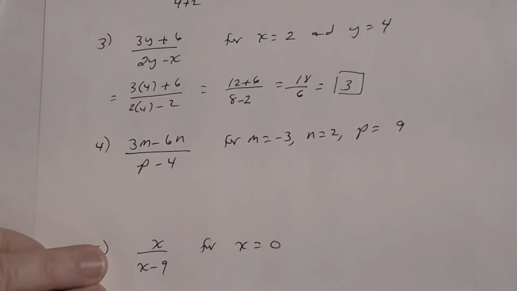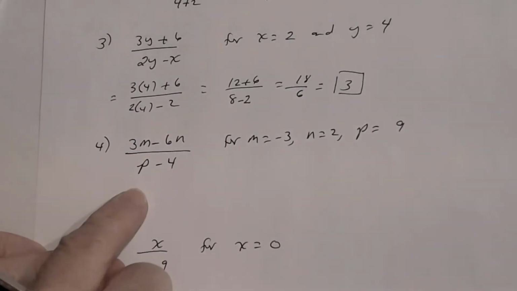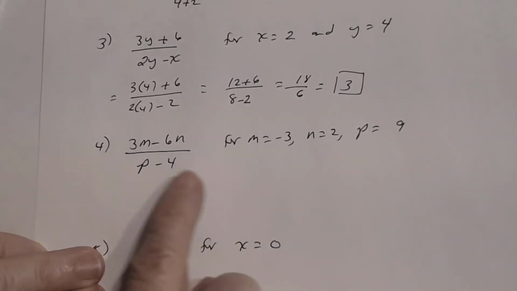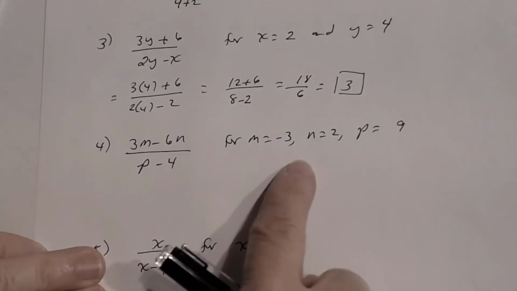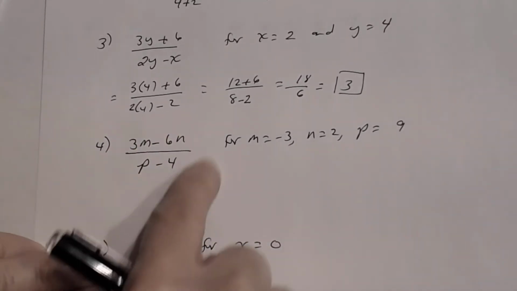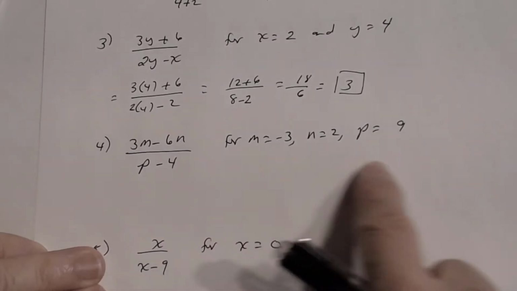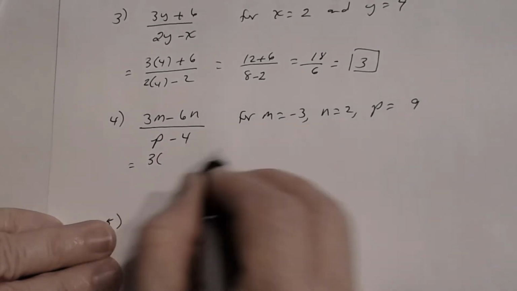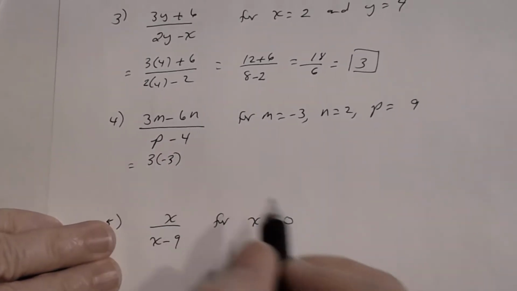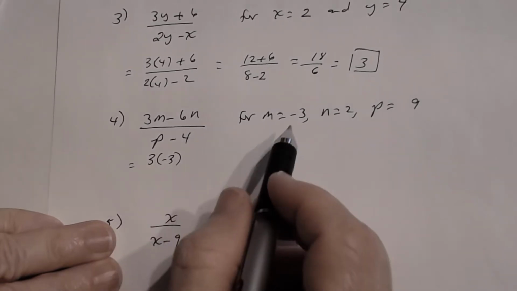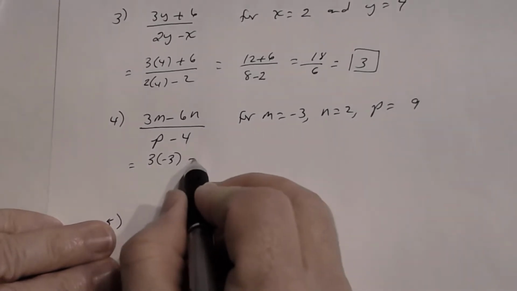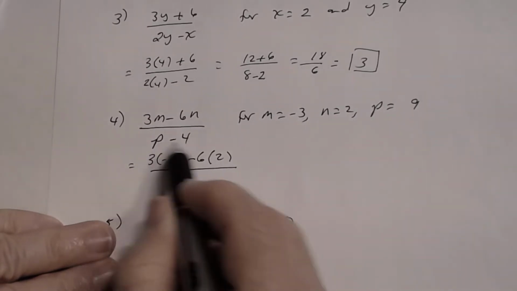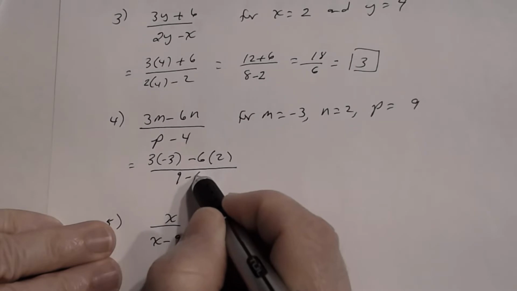Number 4. So again, in this case, you have 3 variables. So notice that m is -3, n is 2, p is 9. So in place of those variables, you're going to substitute these values. So you're going to evaluate this rational expression for those values of the variables. So I'm going to get 3 times m. M is -3. Make sure you put that in parentheses. Definitely put in parentheses if you're substituting a negative value. Minus 6 times n. N is 2. Divided by p, which is 9, minus 4.